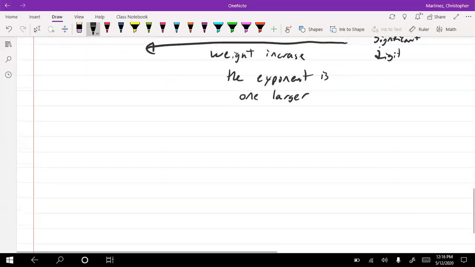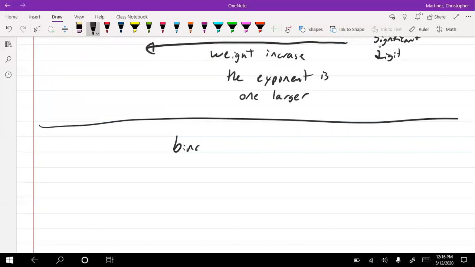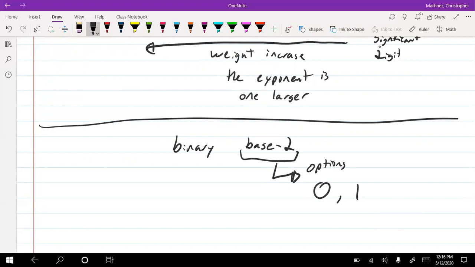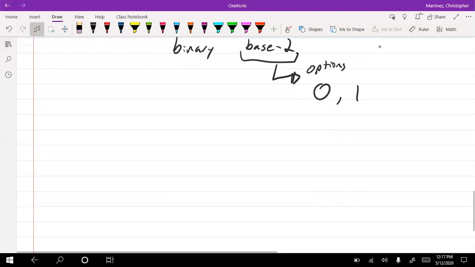So let's talk a little bit about binary now. Binary, we're going to call base 2. And remember, the base is going to tell us the number of digits we have, so it's going to be the options. We have an option of a 0 and a 1. We have fewer digits. It's not 0, 1, 2, 3, 4, 5, 6, 7, 8, 9. No, we have a total of 2. Either that is going to be a 0 or a 1. So with binary, we talked about this last time, we can have a 1-bit binary number.